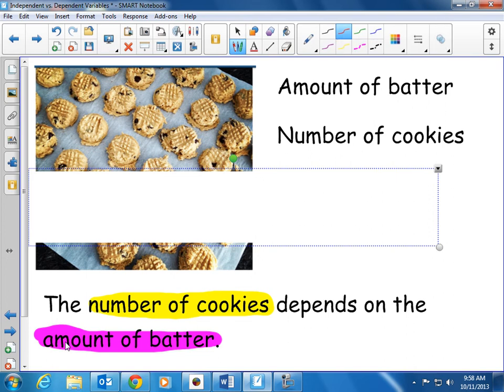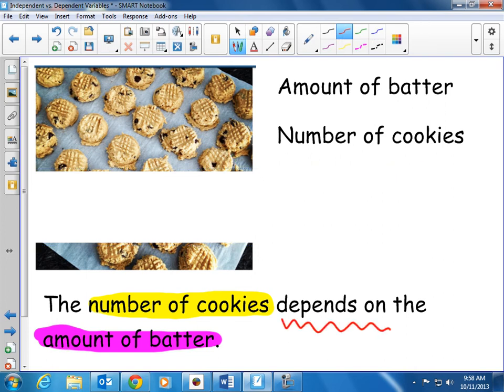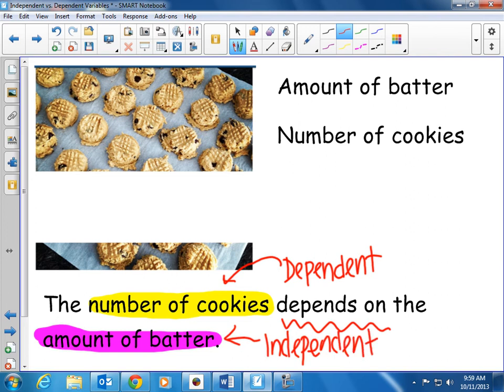So I write this sentence here using this key phrase, depends on, because that's going to help me identify which one's independent and dependent. What I have highlighted in yellow, what comes before the words depends on, is my dependent variable. What I highlighted in purple here, the amount of batter, that is my independent variable. Now you should know what axes each of those go on. If I were to graph this information, which one goes on what? The dependent we know is always on the which axis? Y. Your independent variable is always on the x-axis. Okay, so whatever you would write or say before the words depends on, that's going to be your dependent variable.